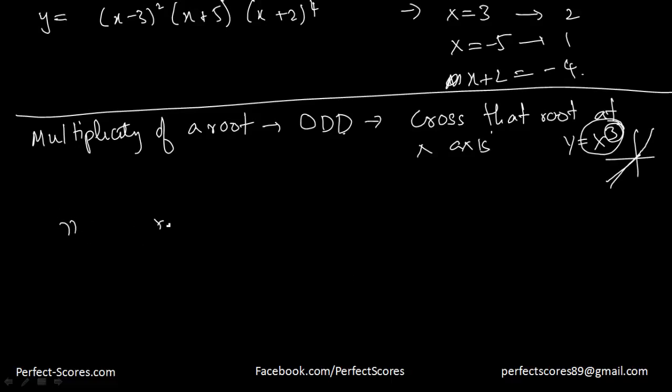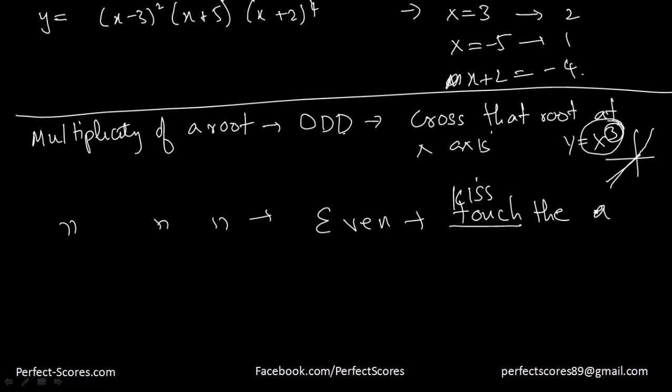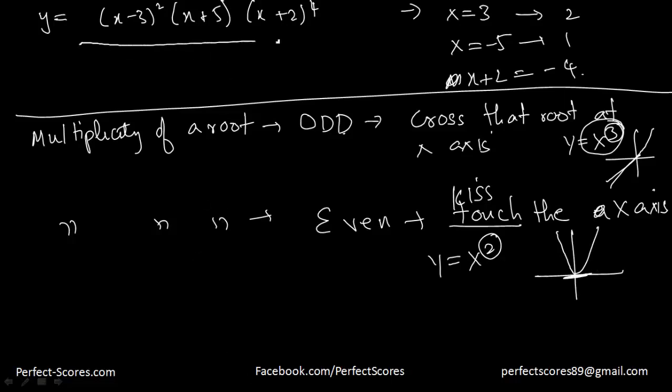However, if the multiplicity of a root is even, the graph will touch the x-axis. When I say touch, it will kiss the x-axis at that point. Let's say for example y is equal to x squared. The multiplicity is even, so it's just going to kiss the x-axis like this. So I hope you're able to understand what I'm trying to say here. Let's actually go ahead and graph this function on a graphing calculator and let's see whether we are right.